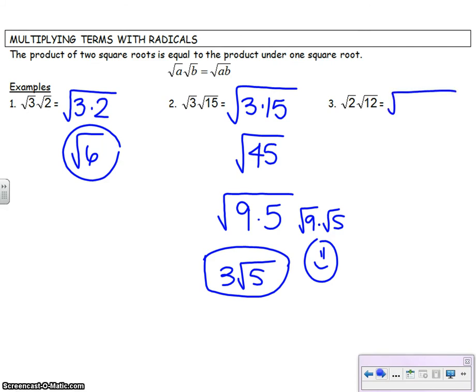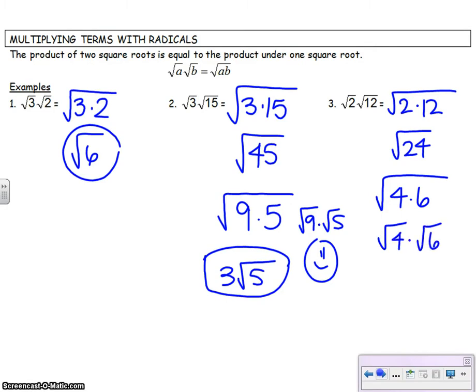Okay, last one on this section. Square root of 2 times the square root of 12 is the square root of 2 times 12, which is 24. What goes into 24? That would be 4, our perfect square, so 4 times 6. Then we make that the square root of 4 times the square root of 6, so 2 root 6.